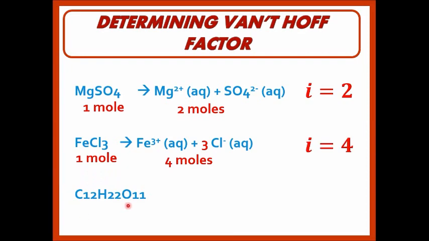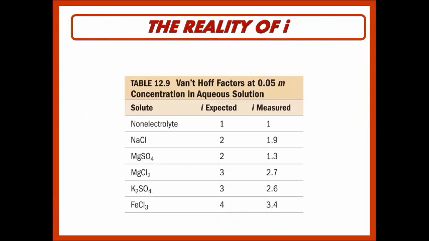For our last example, you may recognize that C12H22O11, known as sucrose, is not an ionic compound. It is a non-electrolyte. The Van't Hoff factor for a non-electrolyte is always going to be equal to 1 because it doesn't break up into ions in solution. To elaborate, 1 mole of particles in solution over 1 mole of the formula units dissolved will always be 1.